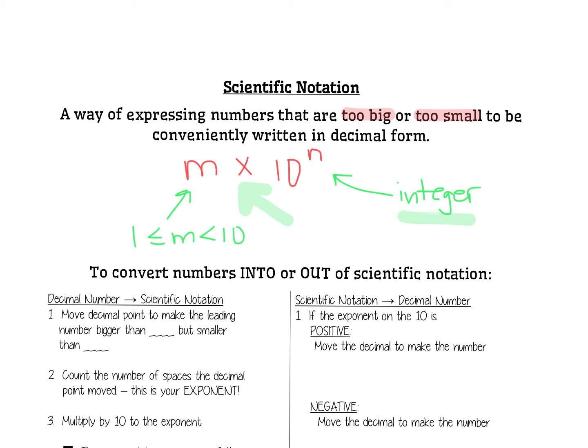So if that n exponent is large, that means we're talking about a number that is too big. If that n is negative, meaning we're talking about a very small number, it doesn't mean the number itself is negative. It just means that we're talking about a decimal number. Let's take a minute and look at the directions about how to convert numbers into or out of scientific notation.